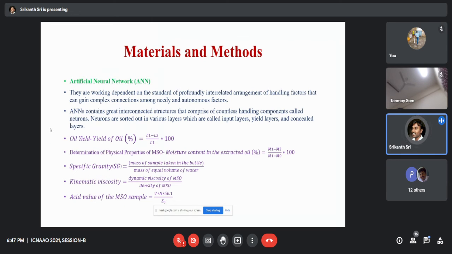The parameters were also taken to calculate the yield of oil, and also for determination of physical properties of MSO, like moisture content in the extracted oil, specific gravity, kinematic viscosity, and acidity value of the MSO samples, etc. And here the ANN contains a great interconnected structure that comprises countless handling components called neurons. Neurons are sorted into various layers, which are called input layers, yield layers, and considered layers in this method.